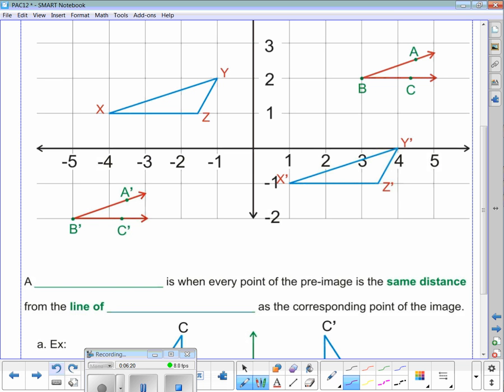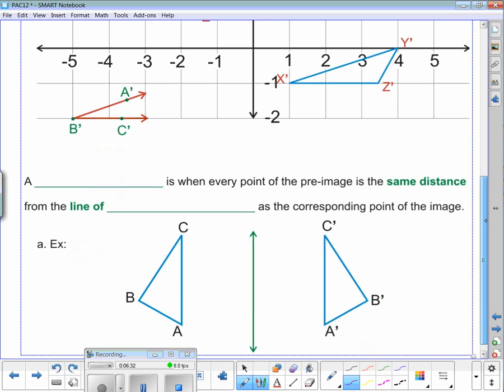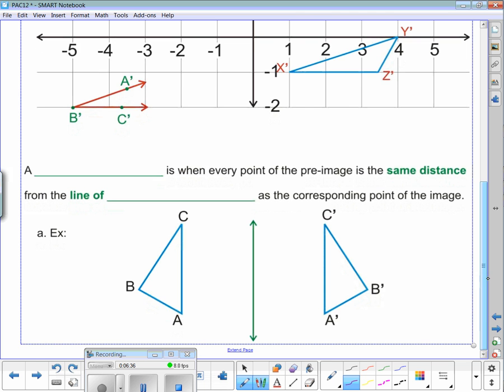How do you designate the image? Give each vertex, each point at a connection of line segments, an apostrophe. That's how you do it. Or if it's an angle, each point is designated with an apostrophe. All right, so that's the idea of transformation.